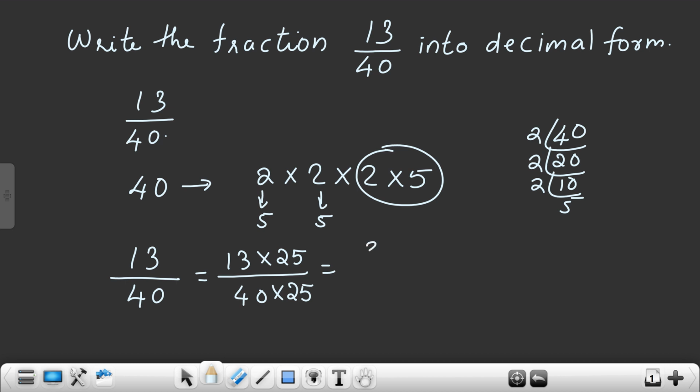13 into 25 is 325. So 325 by 1000. The denominator is a power of 10, so we can convert into decimal form. First write 325, then in the denominator 3 zeros are there, so take 3 digits from the right side and put a point. So the corresponding decimal form is 0.325.